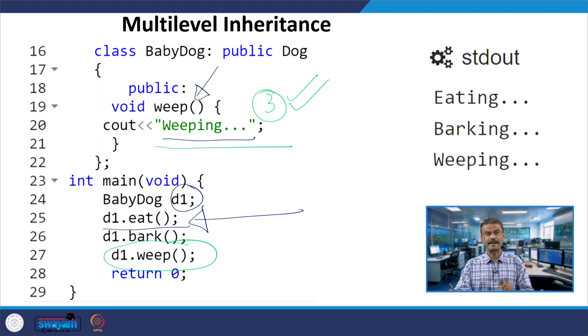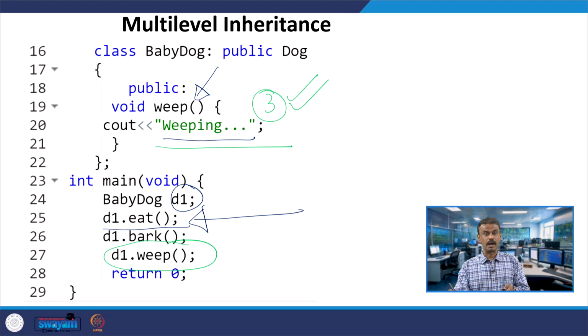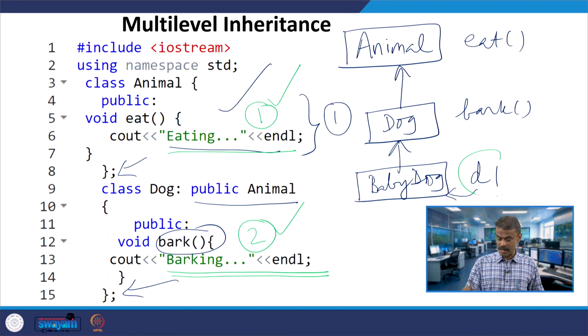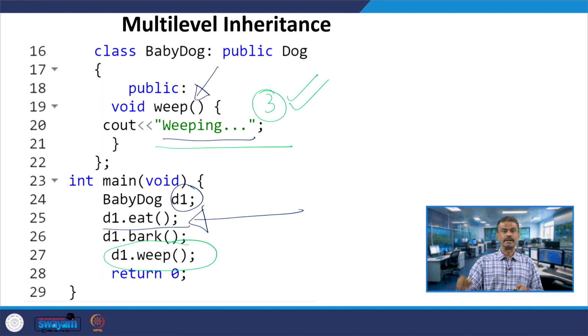So you have created an object under D1. Now you can see that this D1 can access the dog class, and the dog class can access animal. That means baby dog. When you are creating an object under baby dog, D1, and you are trying to access, let us say, bark, it can be accessed. D1 dot bark is not a problem, it is a parent class for baby dog.